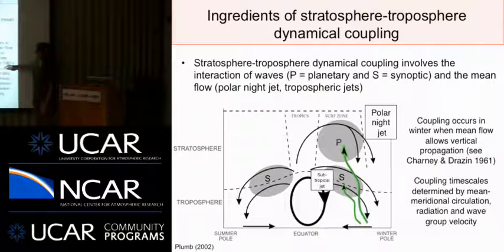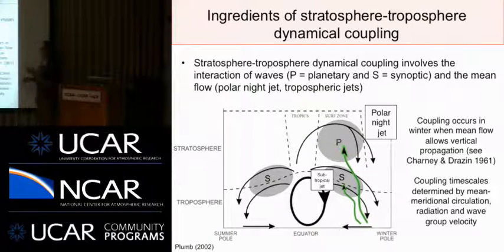And what they showed is that in this particular case of northern hemisphere winter, the vertical wavelength of these waves is very, very deep, such that they are able to propagate or exist all the way from the surface into the mid and upper stratosphere.